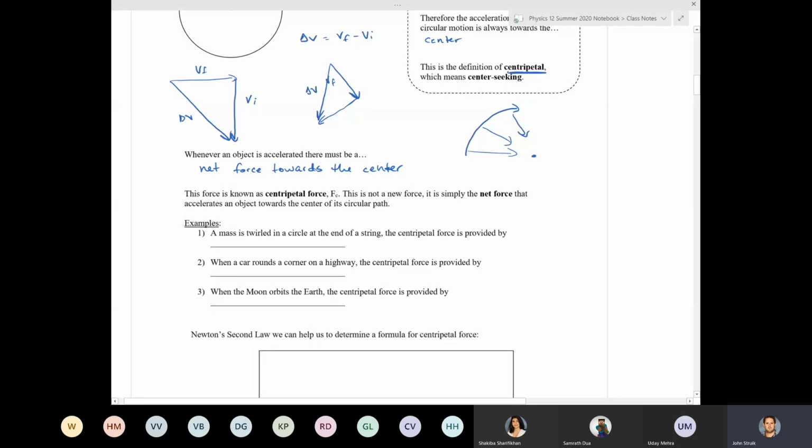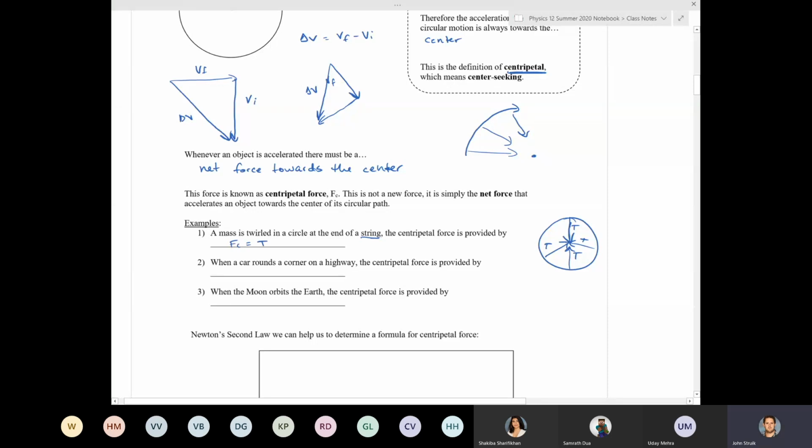If we apply this to different scenarios, say we have a mass that's twirled in a circle at the end of a string, swirling it in a horizontal circle, so we're looking from below, and this is the string. At any point, the tension is always going to be along this string. It's always pointing towards the center, and the thing that is pointing towards the center is tension. If we're whirling it by a string, then we would say FC equals tension.